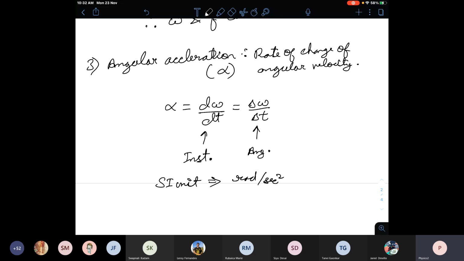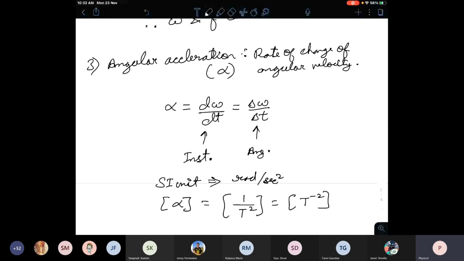Now if I am talking about the dimensions, the dimension of radian is dimensionless, it is 1. So that will become 1 upon second square, time square. So this can be written as T minus 2. These are the basic things which you have to keep in mind. If you are able to keep these things in mind, basics will be clear and your basic sense will be strong.